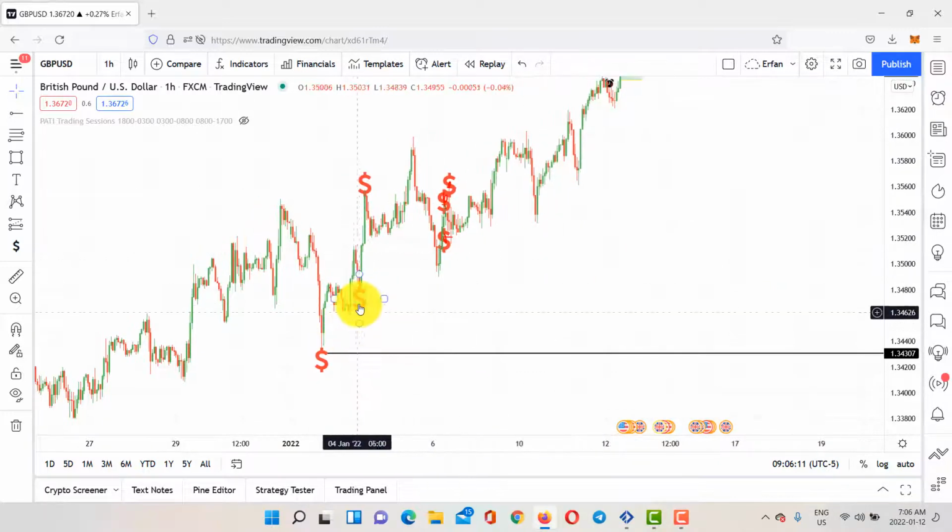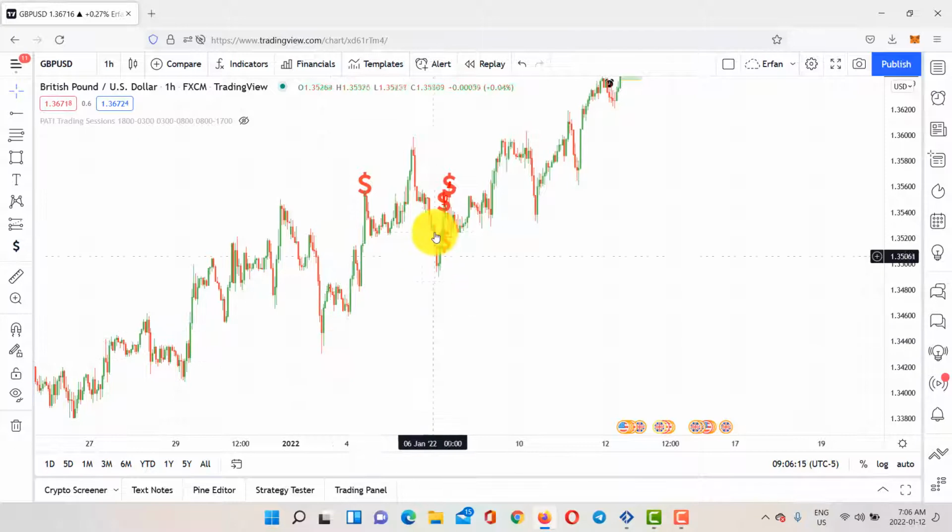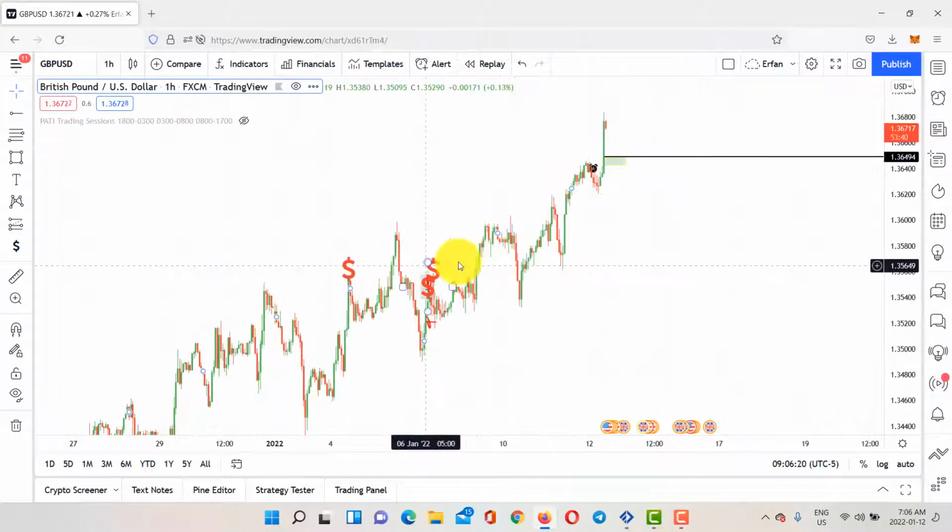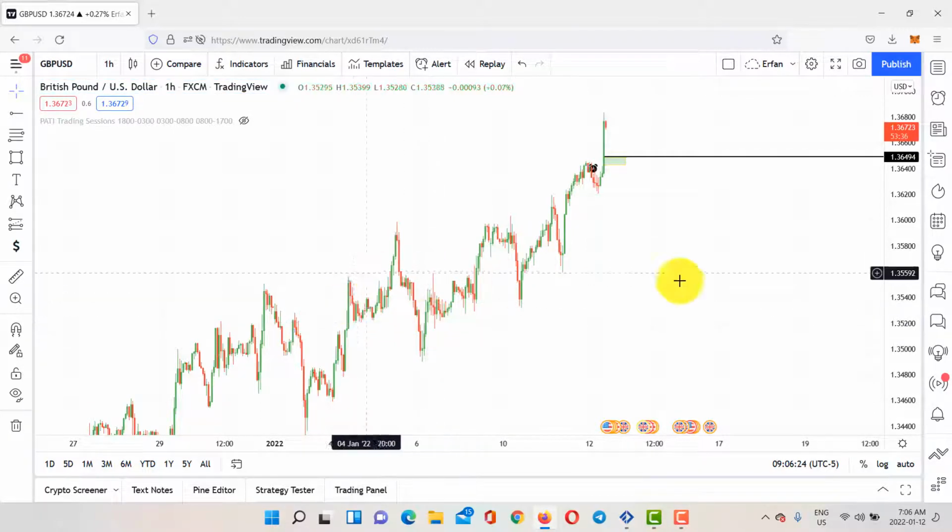See, I have everything here. So we have liquidity here. So I'm gonna remove everything because everything is grabbed. This is for yesterday. All the liquidity is grabbed, so I'm gonna remove everything.